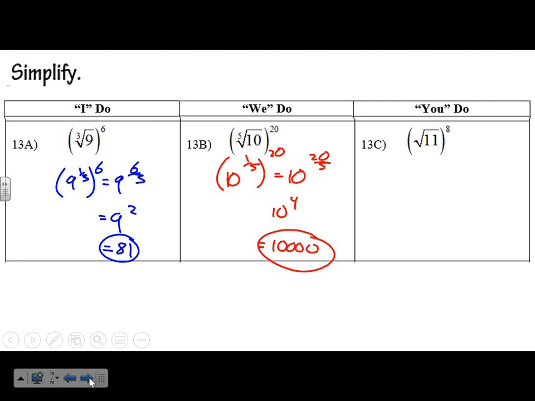And this last one, again, doesn't have an index number, so make sure you put a 2 with it. So that ends up being 11 to the 1/2 raised to the 8. So that's 11 raised to the 8 over 2. That's 11 to the 4th. That ends up being 14641.